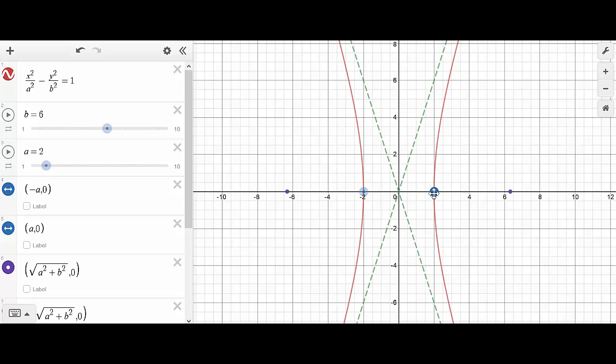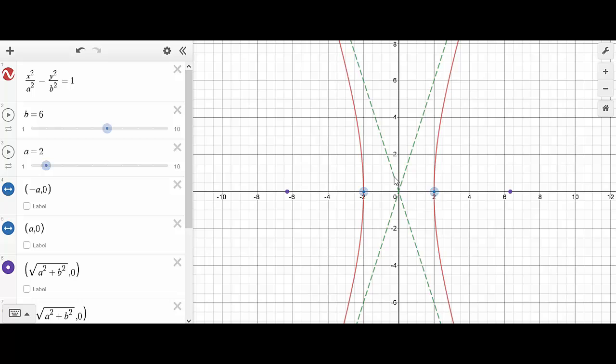So you can see how your slope is going to depend on the number on the bottom of the y squared and the number on the bottom of the x squared. The slope of your asymptotes are going to be related to those. And in fact, the slope of these asymptotes are always going to be b over a for the positive one and negative b over a for the negative one. That's the way these asymptotes are going to be.